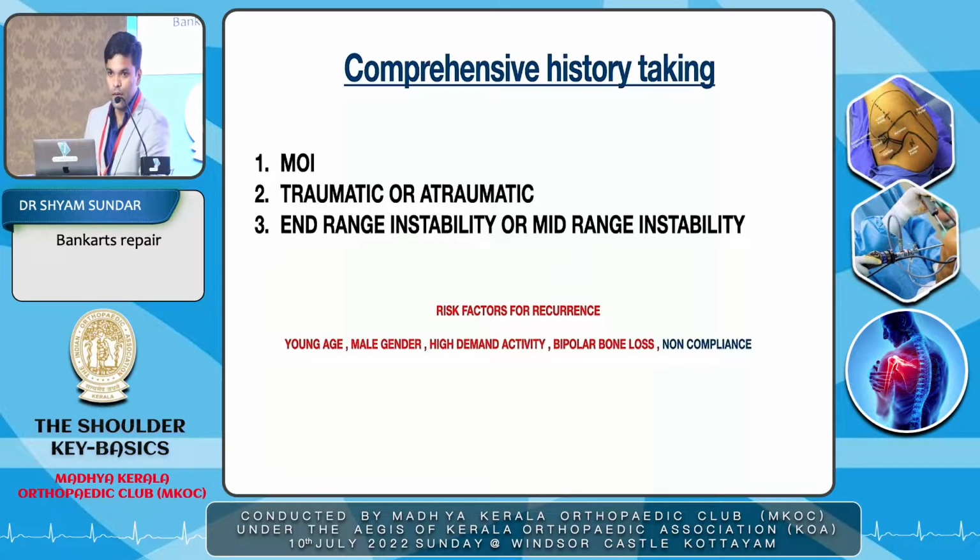We should always keep in mind it can either be traumatic or atraumatic, and we should also give importance to mid-range instability and end-range instability. Mid-range instability is where, anywhere between 0 to 45 degrees of abduction and external rotation, the patient just dislocates. If that happens, then the patient has a bony component, which means there is a loss in the anteroinferior glenoid. It can be a bony Bankart lesion, or it can be an anteroinferior glenoid erosion. End-range instability is the most common thing that you come across. Take it to 90 degrees of abduction and 90 degrees of external rotation, and the patient will have apprehension.